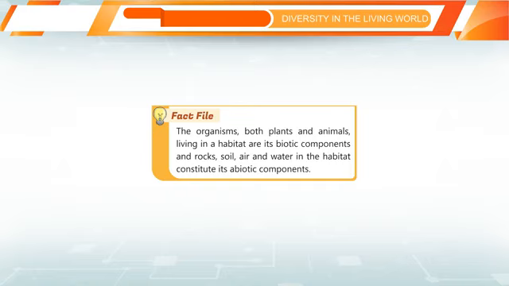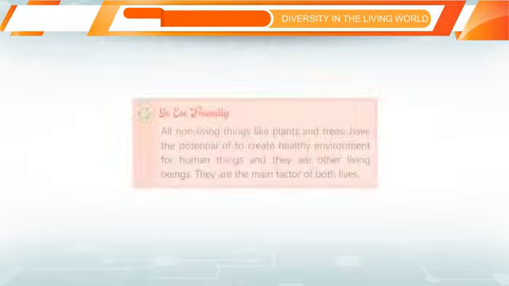Fact file. The organisms, both plants and animals, living in a habitat are its biotic components, and rocks, soil, air, and water in the habitat constitute its abiotic components.